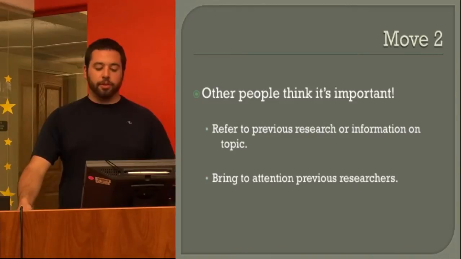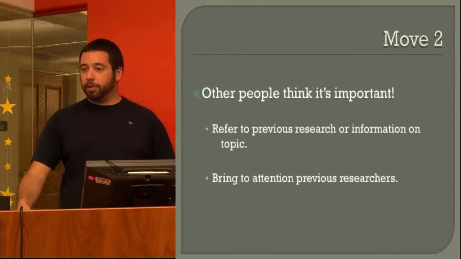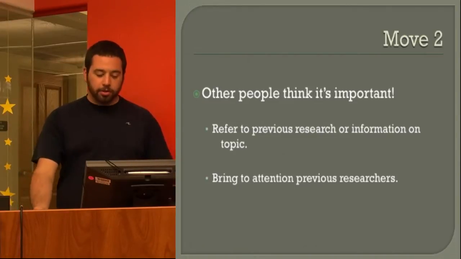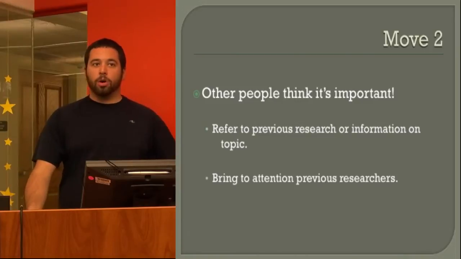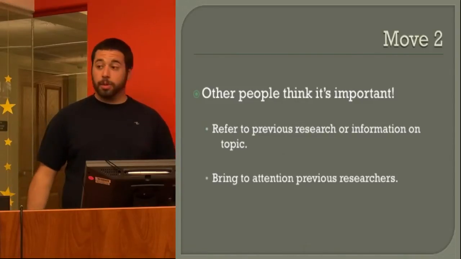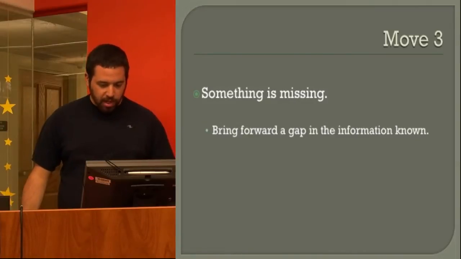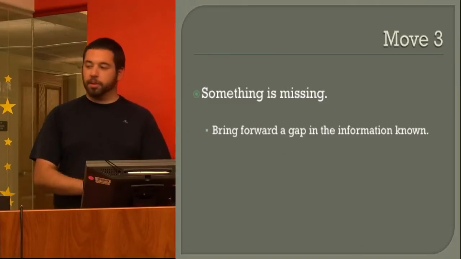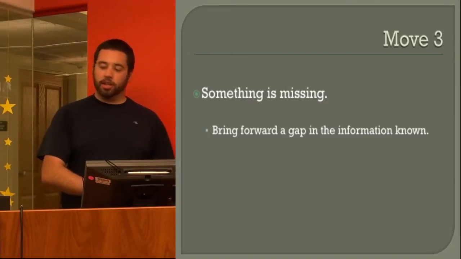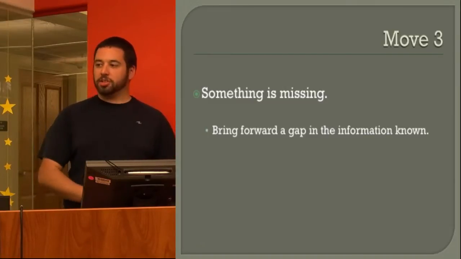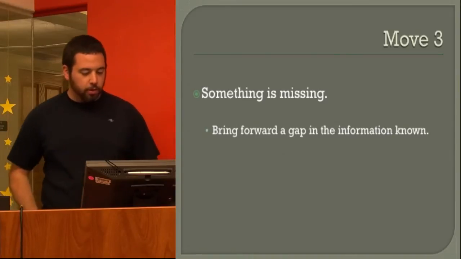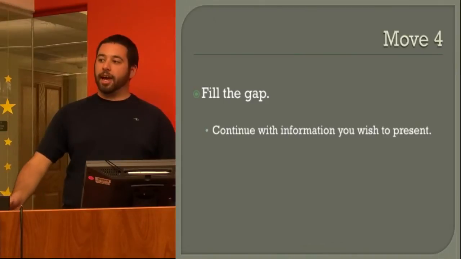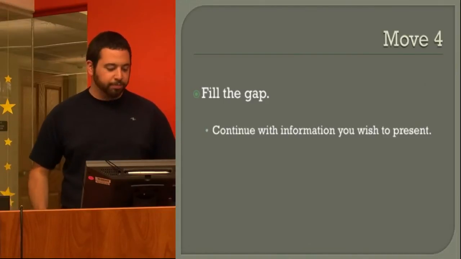In that one you can refer to previous research that's been done on the topic, previous authors who have written about the topic, or any other information that demonstrates other people will find this interesting too. The third move is: something is missing. You can say this research has been done by this person and this other person, and they've researched X and Y fully, but nobody's looked into Z. Then in move 4 you go into Z and fill in that gap of information that hasn't been filled yet.